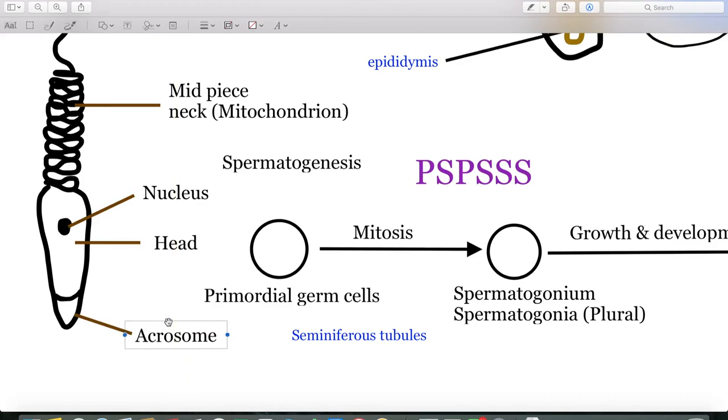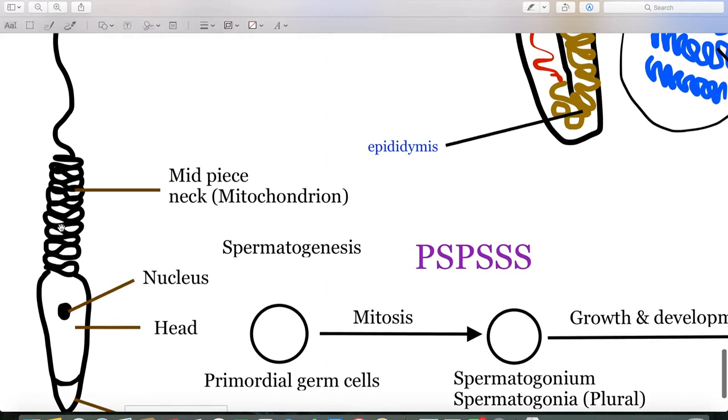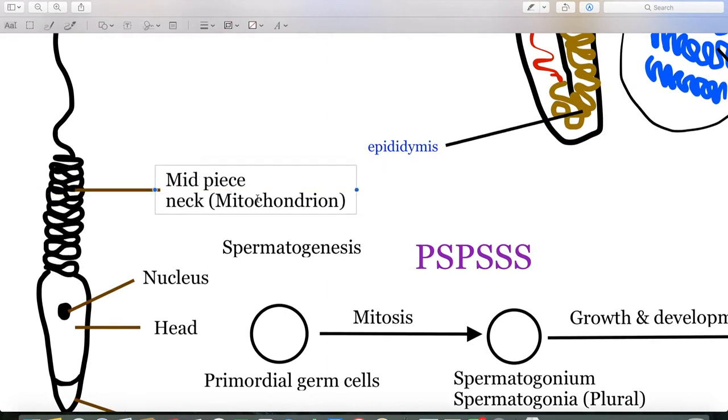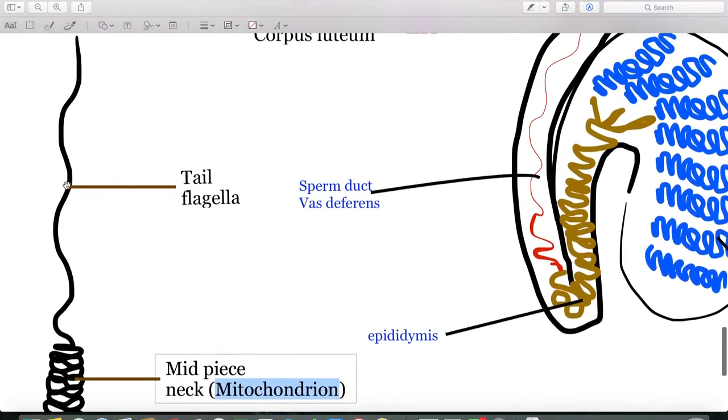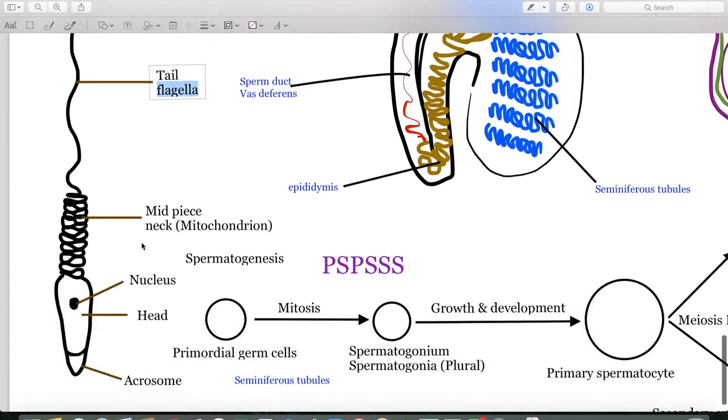This is the head. After the head, you have the structure known as the midpiece, or you can call it the neck, which is filled with large quantities of mitochondria. When the mitochondria receive nutrients, they oxidize glucose to produce energy in the form of ATP, and the ATP energy is given to the tail, and the tail does the work, which is to swim. The tail can also be called the flagellum. In a liquid medium, they will start to swim. This is the structure of the sperm cell.